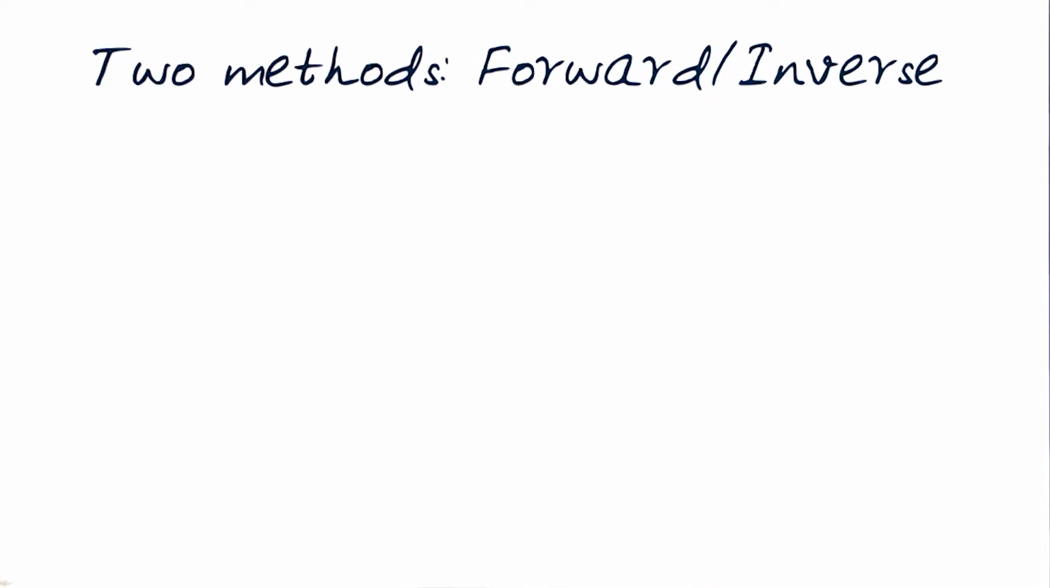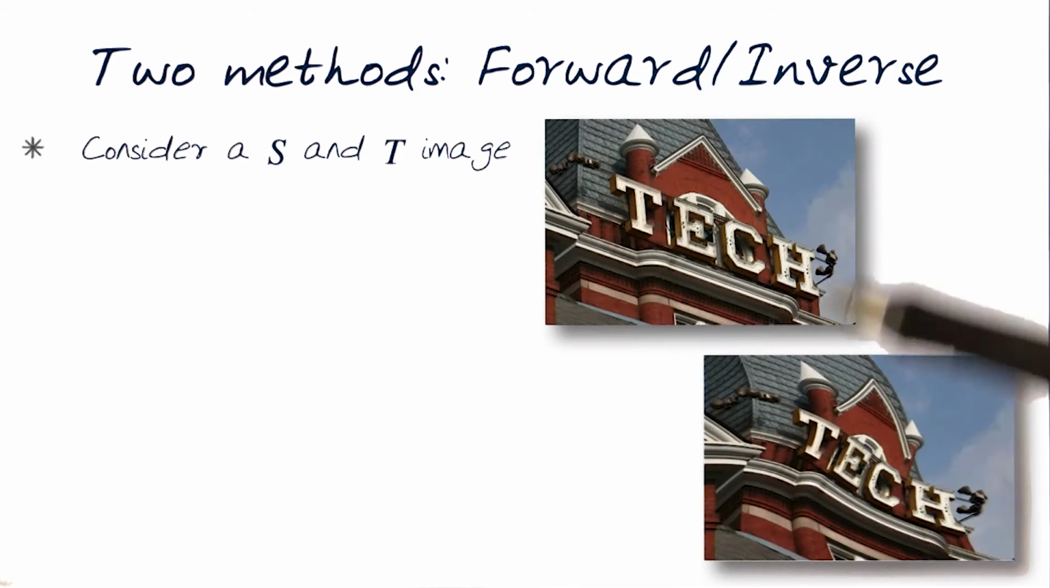So the two traditional methods widely used for doing any kind of warping are forward and inverse. We briefly touched on them in the last lecture. I'm going to now just give you more details on them. So to help us understand this, let's start off by just having two images.